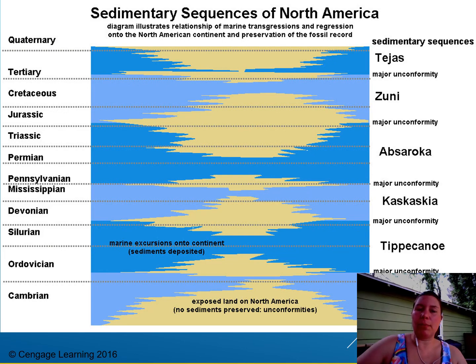So a little bit about how to read this. This is different than the one in your textbook because I like this one better. The tan is showing you continental material. So here we are at the oldest part. I'm going to put O here for old. So this tan part is showing you the exposed land, and we're only looking at the sequences on North America here. The blue is showing you where the oceans are more dominant.